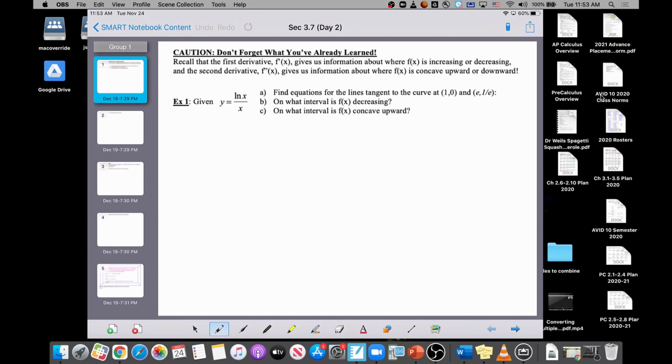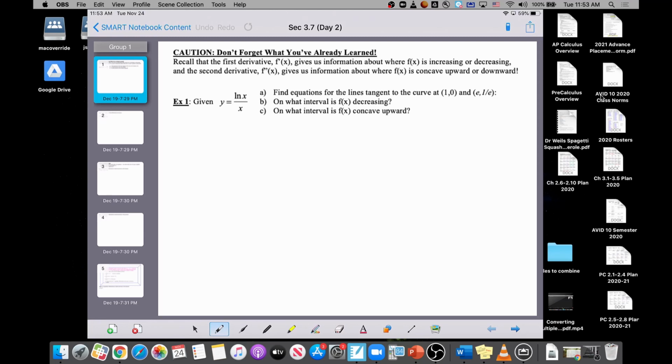But first, we're just going to do some application problems where we're going to be applying what we know to finding an equation of a tangent line and talking about increasing, decreasing, and concavity. So I caution you here, recall that our first derivative f prime of x gives us information about where f of x is increasing or decreasing, and our second derivative f double prime of x gives us information about where our function f of x is either concave up or concave down. And that is information way back from chapter 2 content, so we have to keep that fresh and keep bringing it back in examples once in a while.